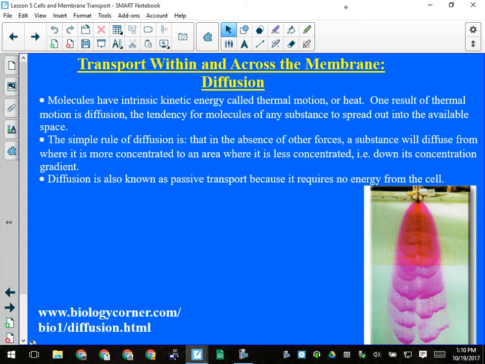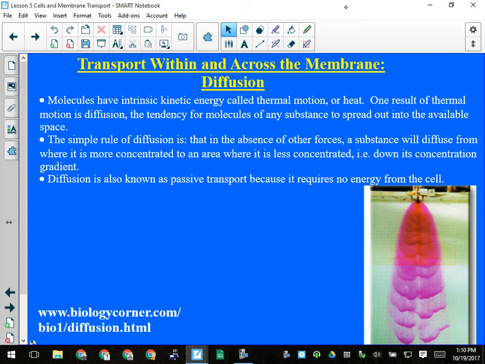Those are the big three, or what we call the big three methods of cellular transport that we are most concerned with. Okay, we're looking at diffusion, we're looking at osmosis, and we're looking at active transport. They are all different. I mean, a couple of them have something in common, but they're quite different in terms of the entire process.